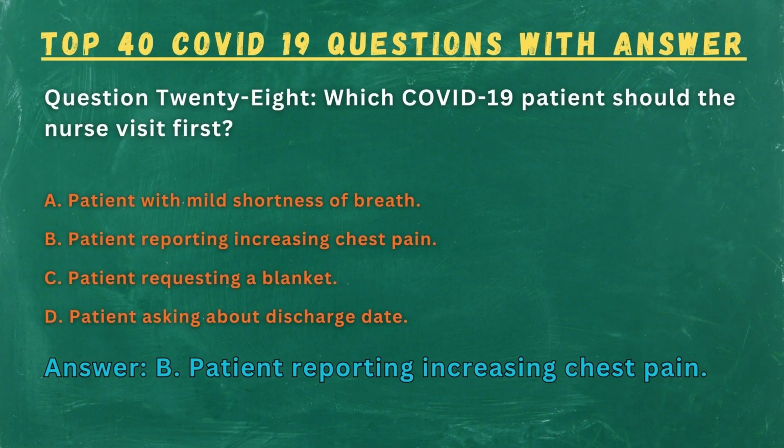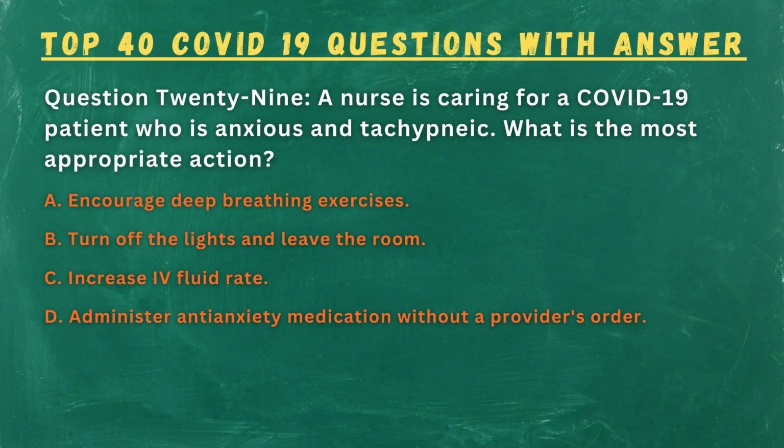Answer. B. Patient reporting increasing chest pain. Question 29. A nurse is caring for a COVID-19 patient who is anxious and tachypneic. What is the most appropriate action? A. Encourage deep breathing exercises. B. Turn off the lights and leave the room. C. Increase IV fluid rate. D. Administer anti-anxiety medication without a provider's order.